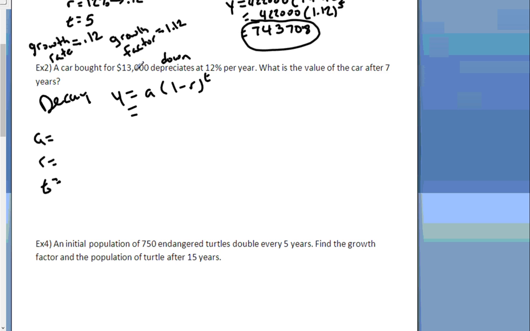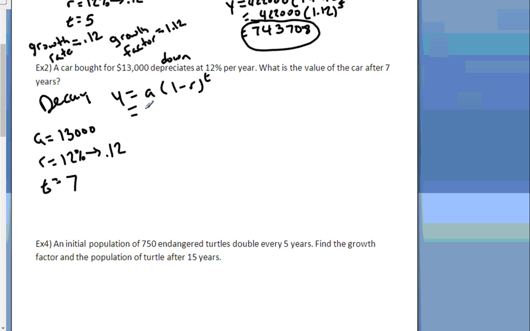How much was the car originally? That's the initial amount. How much was the car originally? $13,000. Depreciates 12%, so the rate is 12%. But remember, what do we have to do to this? We have to turn it into a decimal, 0.12. How many years? 7. Got it?